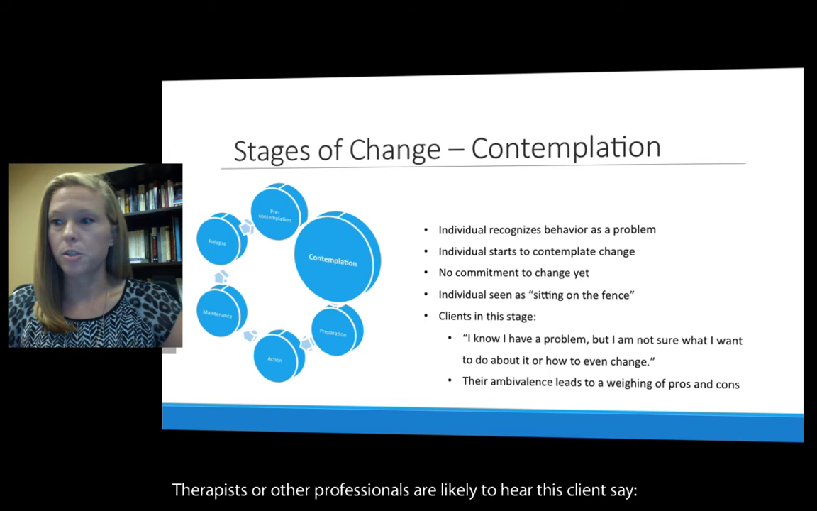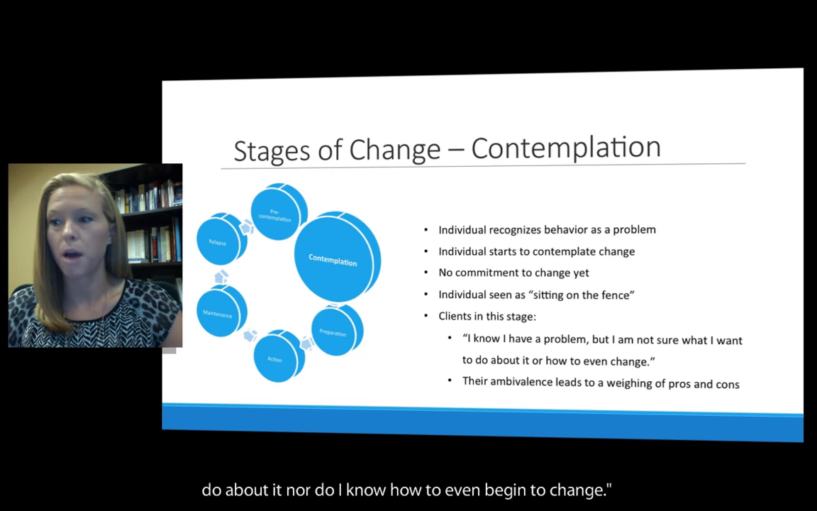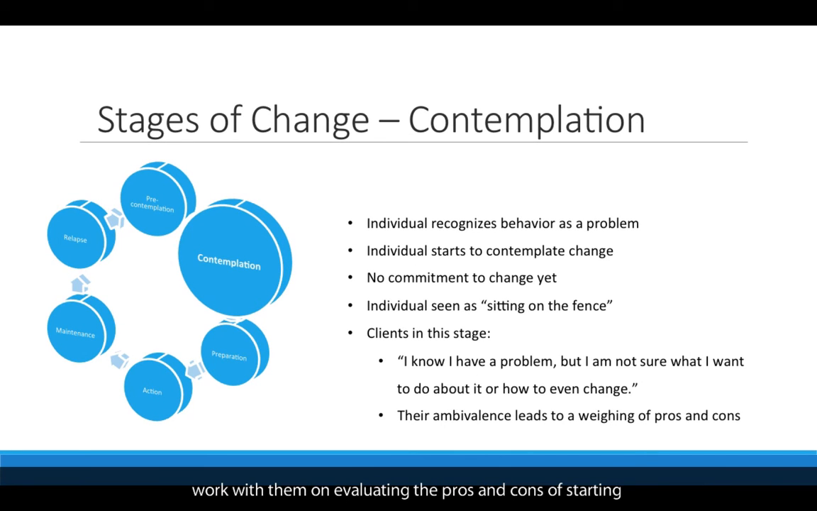Therapists or other professionals are likely to hear this client say, "I know I have a problem, but I do not know what I want to do about it, nor do I know how to even begin to change." It is helpful for professionals to work with them on evaluating the pros and cons of starting the change process. This will help them evaluate whether or not they really want to put the motivation in to begin to change.